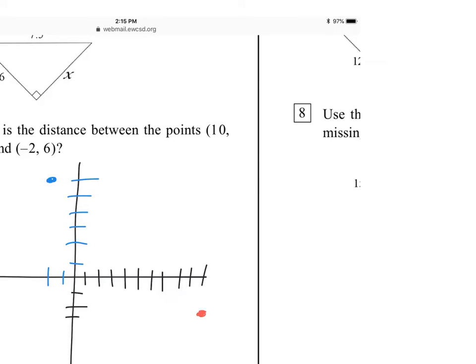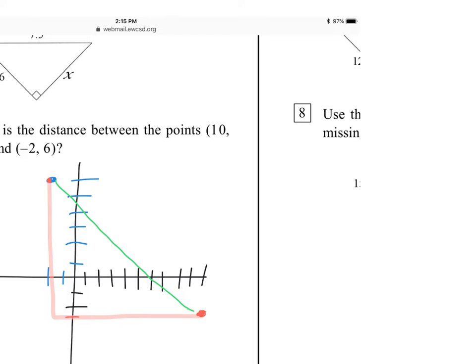Now, it wants to know what the distance is between these two points. To figure that out, we've done this before, you have to create your own legs in this problem. You could create them this way or this way, as long as you're creating a perfect right triangle. The way I like to look at it is this way. You're going to get graph paper on the benchmark, so you might as well just use the graph paper, and on the SBAC itself.